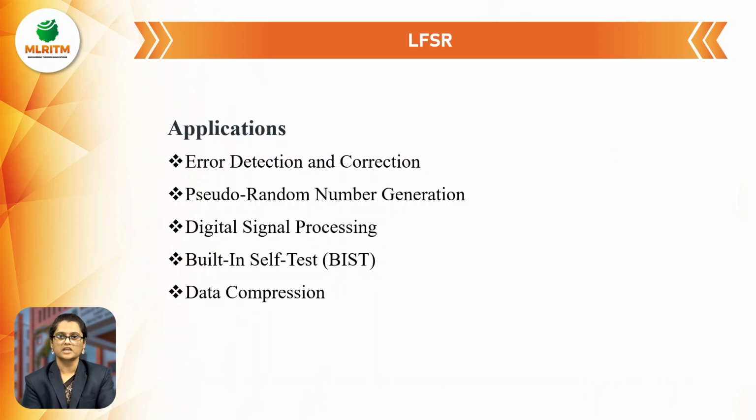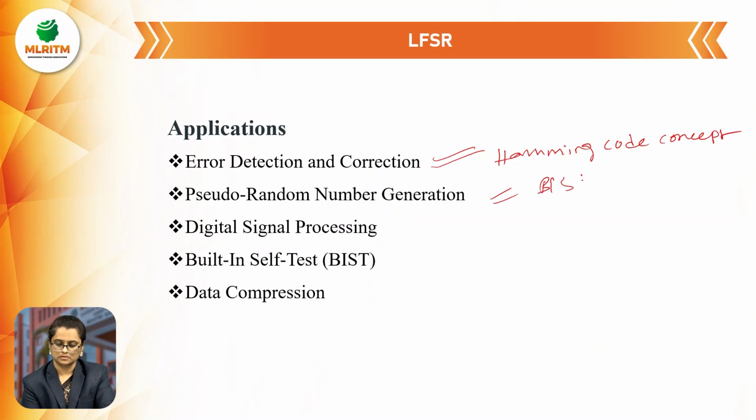Coming to the applications of LFSR, we can easily find error detection and error correction in the Hamming code concept. It is also used to generate test patterns in built-in self-test, and used in digital signal processing. It is used in BIST also to generate the input vectors, and used in data compression.